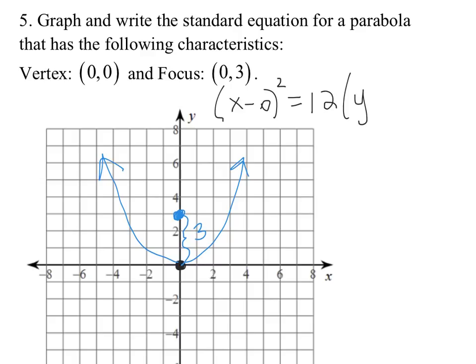And then (y minus 0), again because our k is 0. h is 0 and k is 0. So our (h, k) is (0, 0). And so that's it. That's how you're going to write the equation for this parabola.